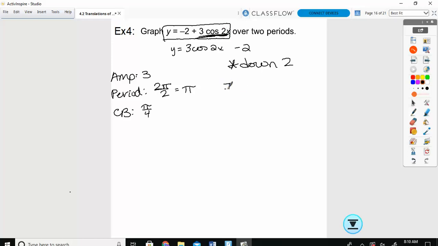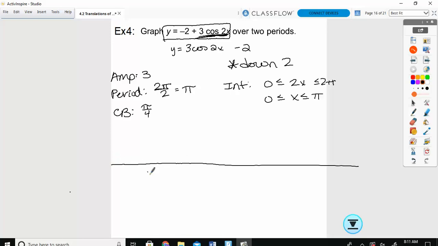Now, could you do an interval? Absolutely. If you're in doubt, just do it. You just say between 0 and 2 pi, and you just put that 2x in the middle. So then what would you do to solve for x? Divide by 2. So you get 0 less than or equal to x less than or equal to pi. So we see our graph should start at 0 and end at pi. Okay, so interval is never wrong. You don't have to do it unless you're moving left to right, but you certainly can.